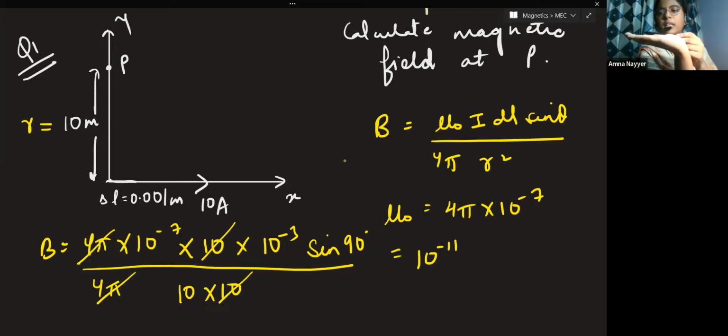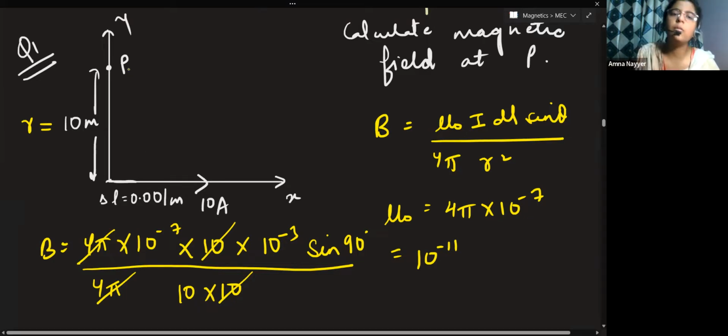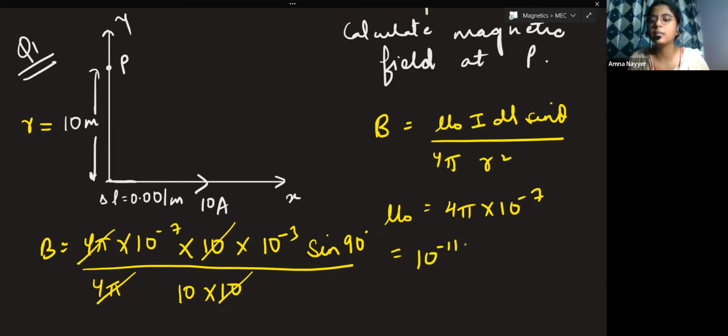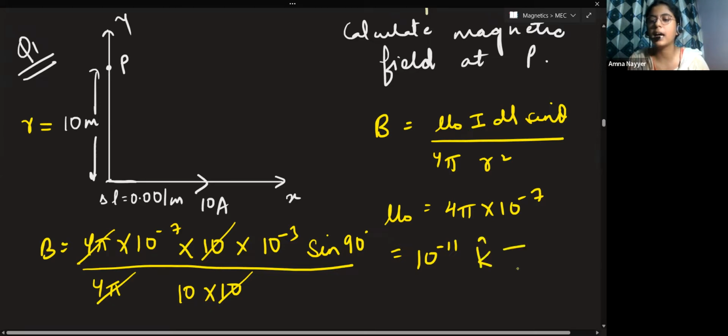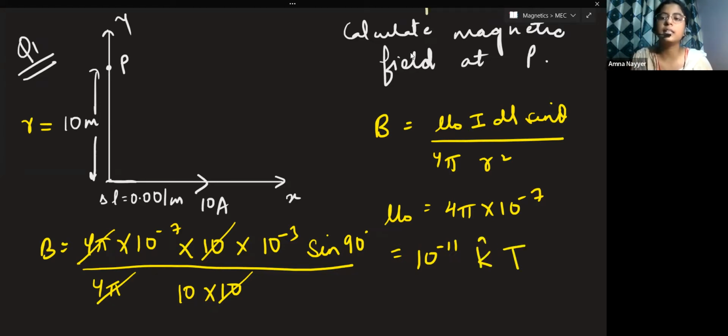If I place my thumb like this and my fingers in the direction of flow of current, and I curl it towards the point, now see, this is the point. My fingers are getting curled towards the point, and the thumb is leading outwards, out of the page. So outwards will be what? This was the y-axis, this was the x-axis, so obviously the positive z-axis. And the unit vector we use for the positive z-axis is k cap. So the complete answer becomes k cap Tesla. Clear? Just note it down.